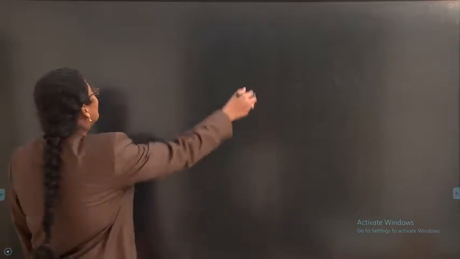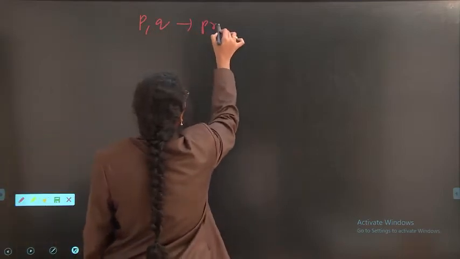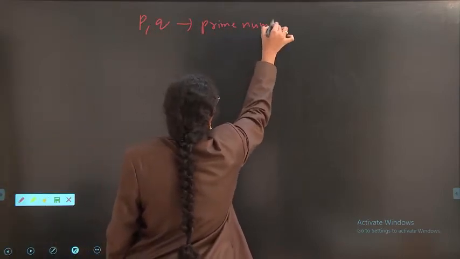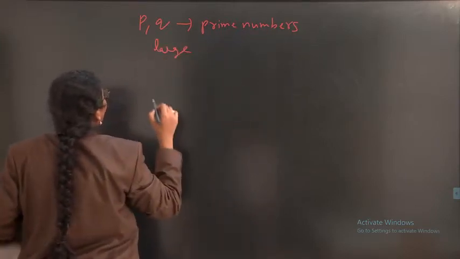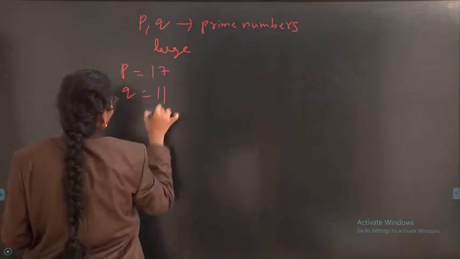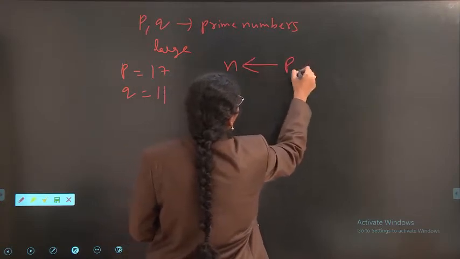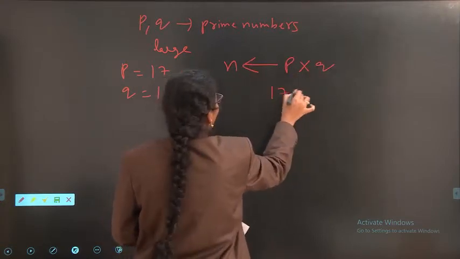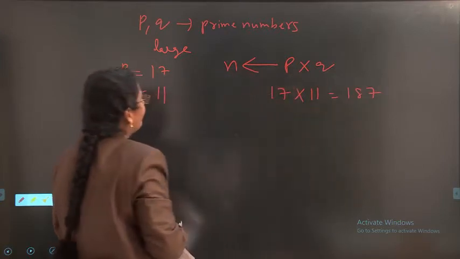So let us see the example for RSA. We will see the example for RSA and we will close. So we should take two prime numbers P and Q. P and Q are two large prime numbers. For example, let us take P equal to 17 and Q equal to 11. Now you have to calculate the value of N. N is nothing but P into Q. So 17 into 11 equals 187.